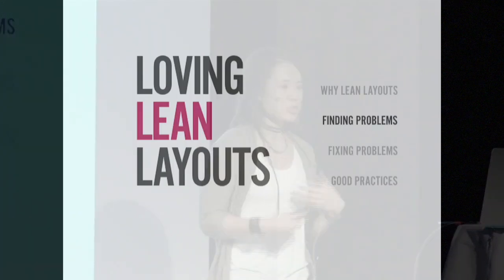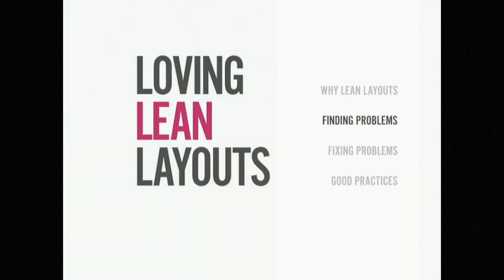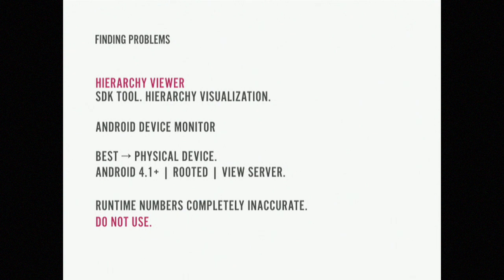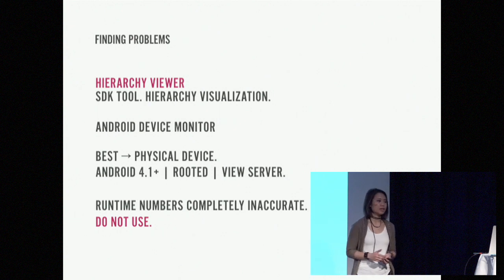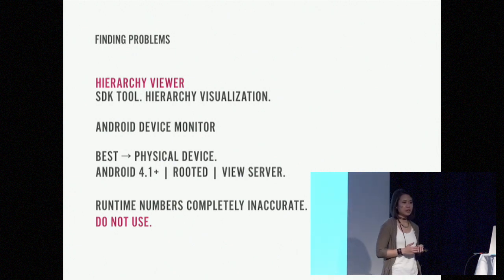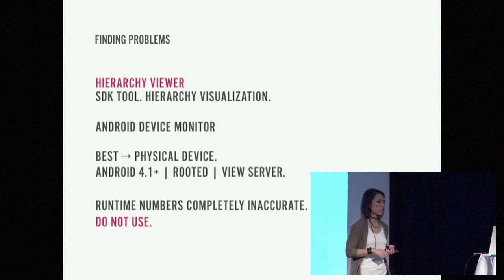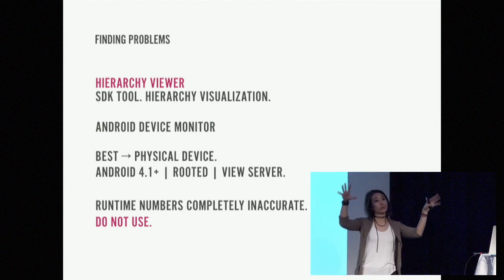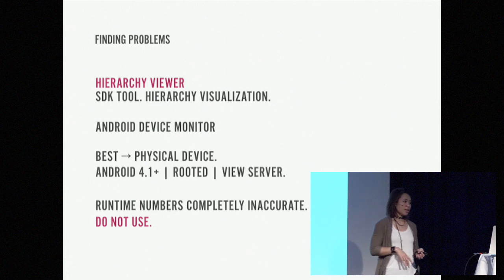So now that we've talked about why you might want to work with lean layouts, let's talk about how you find problems. When these problems show up, how do you find them? There are a lot of really great tools for finding problems in your layouts. One of the first ones that I like to use, and one of my favorites, is called the Hierarchy Viewer. It's an SDK tool. It's been around for a little while. Basically all it is is a visualization of your hierarchy. It takes that layout and represents it as a tree. It can be found in the Android Device Monitor. It used to be run from the command line, but now you can just grab it right from Android Studio. And it allows you to get a really nice high-level view of what's going on in your layouts.